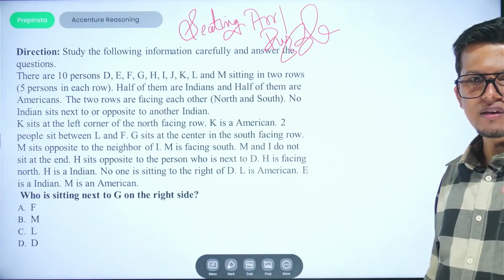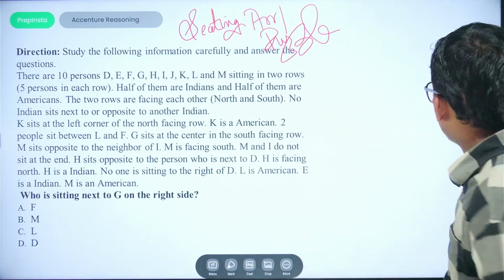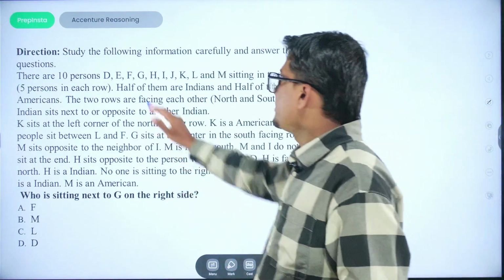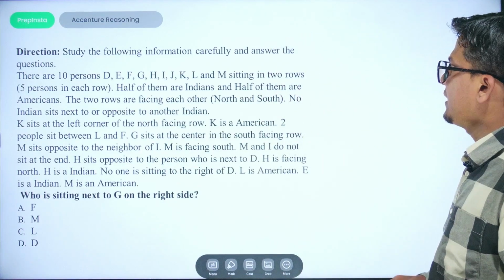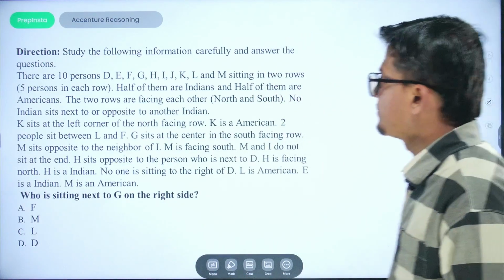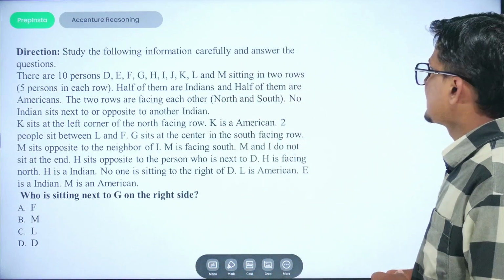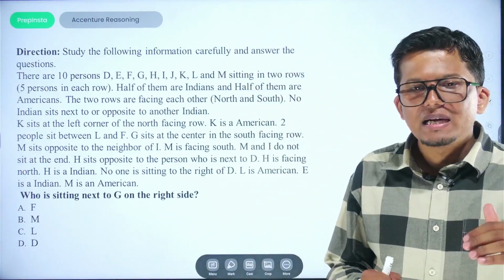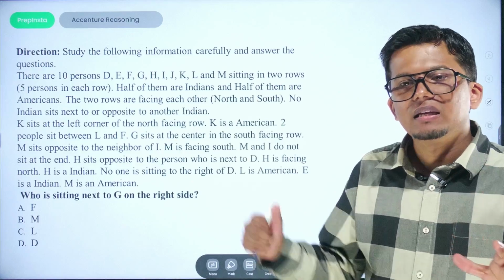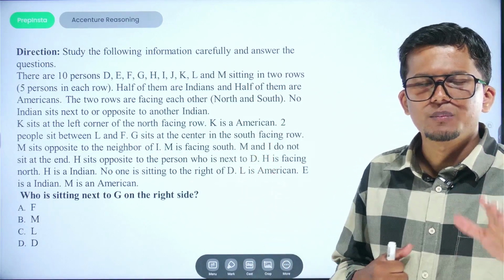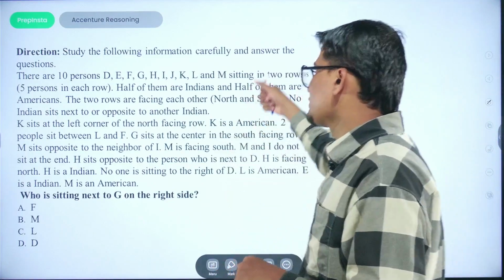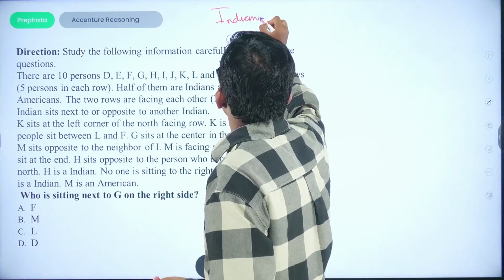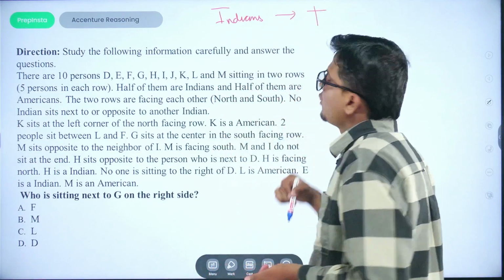So whatever the information is given, we have to deduce the logic and align the information so that we can use it in a wise manner. There are 10 persons D, E, F, G, H, I, J, K, L and M sitting in 2 rows, 5 persons in each row. Half of them are Indians, half of them are Americans. So first of all, to distinguish between the given nationalities, we are going to use symbols to represent Indians and Americans. Let us use the symbol plus for Indians.